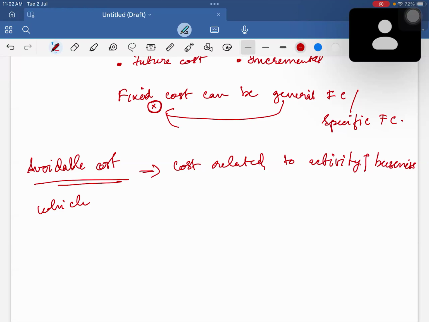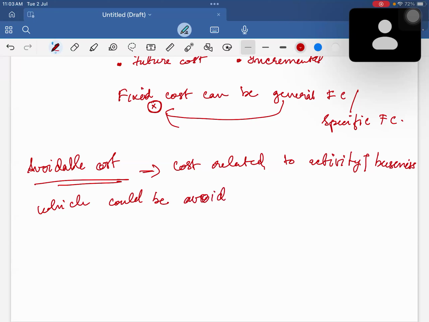Avoidable cost can be a specific cost attached to an activity. It can also be a cost which can be avoided if you haven't taken that project. It can also be something that does not exist in the business, or something which does not have any effect over the project that is taken. Clear? Depending upon the context, you can understand it.